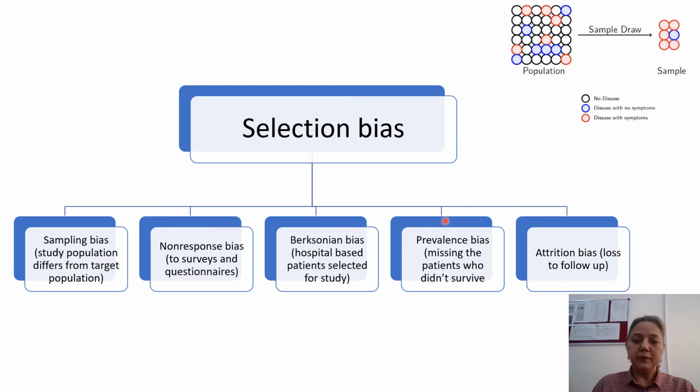Another is prevalence bias, where we tend to miss the patients who have not survived, and we are considering only the ones who are suffering and are alive. Another is attrition bias, where during cohort studies, during the follow-up period, the patients tend to leave the study, or the ones who are exposed tend to leave the study, thereby leading to attrition loss.